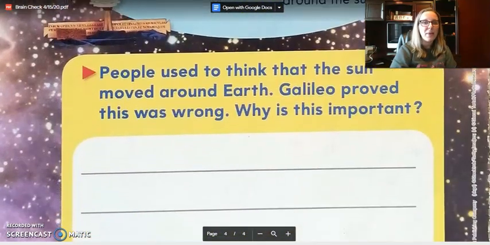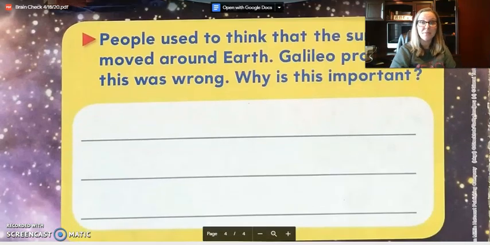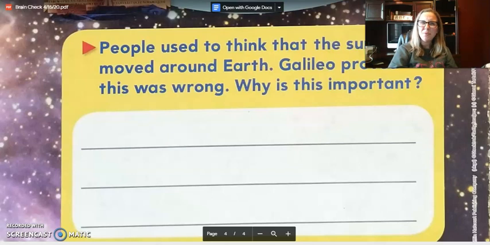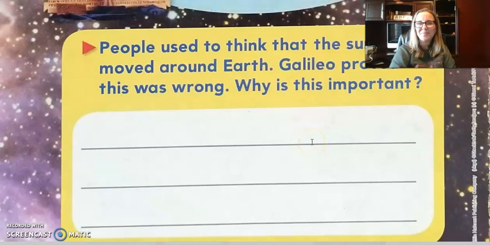So it says in this yellow box, people used to think that the sun moved around the Earth, but Galileo proved that was wrong. Why do you think that's important? Go ahead and write a couple of words or sentences telling me why you think that's important.